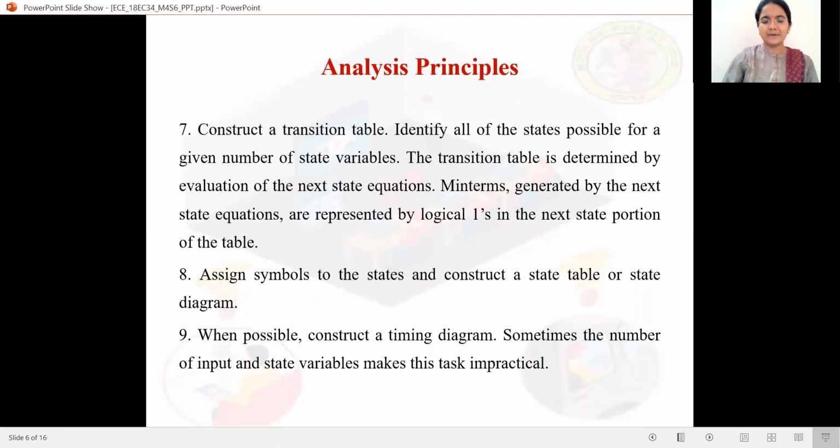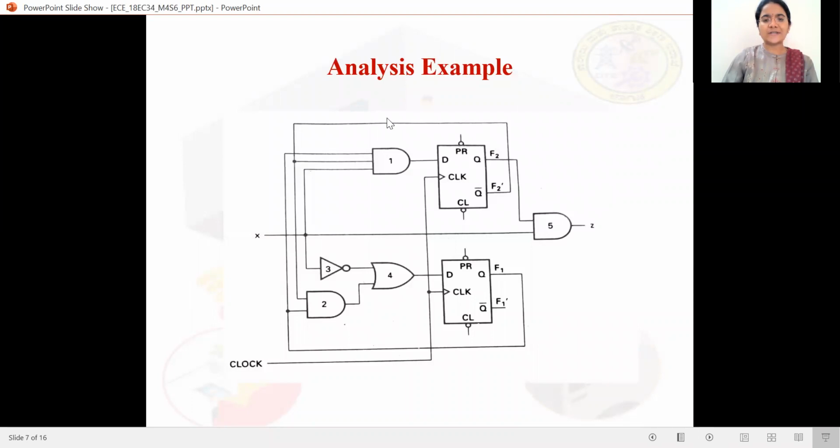And we will take an example of a synchronous sequential circuit and analyze it. We follow the steps that we explained now, try to understand those steps, and derive the state table and state diagram. We are taking this analysis example. In the first step, we find the input variables, the state variables F1, F2, then the excitation equations and the output variable.